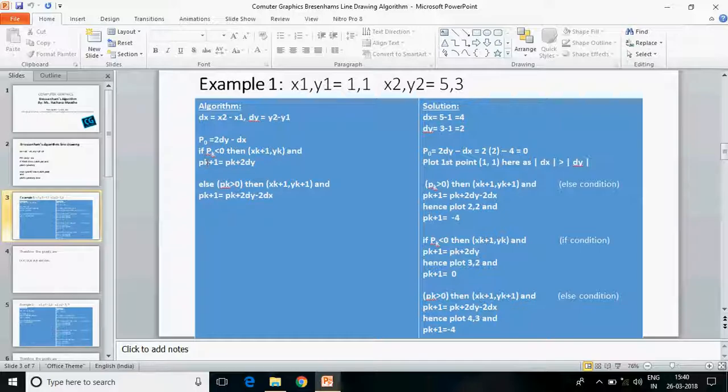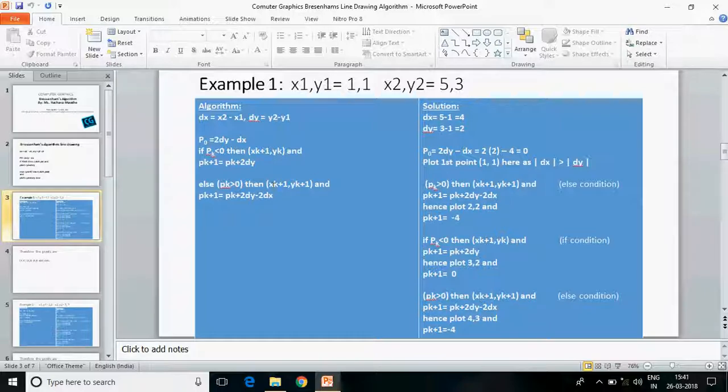As you can see here, if pk is less than 0, then we do a certain step for x and y and we calculate the next decision parameter. Else, that is if pk is greater than 0, then x and y will be incremented or decremented based on the condition, and using this formula we calculate the next decision parameter. But here, since it is 0, let's go with the greater than or equal to 0. Considering it like this, we will go with the else part. So pk greater than 0.